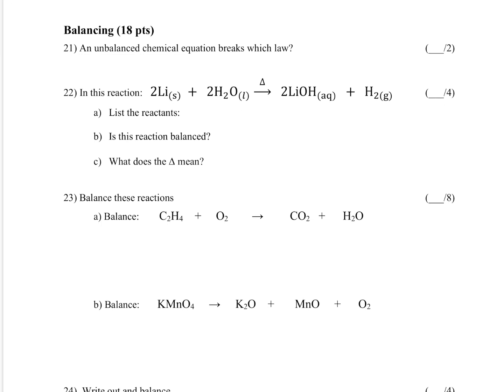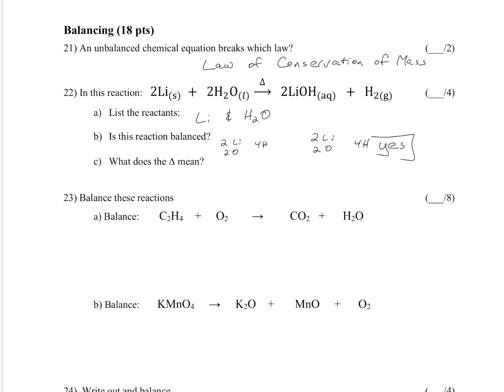Question number 21. Balancing. So this is just about balancing. An unbalanced chemical equation breaks which law? This is the law of conservation of mass. In this reaction, what are the reactants? We have lithium and we have water. Notice I don't put the 2, I don't put the 2, it's just lithium and water. Is this balanced? I have 2 lithiums, I have 2 oxygens, I have 4 hydrogens, I have 4 hydrogens, so yes. What does this delta mean up here? Well, that means heat is needed for the reaction to occur. You need to put it on a hot plate or something else.